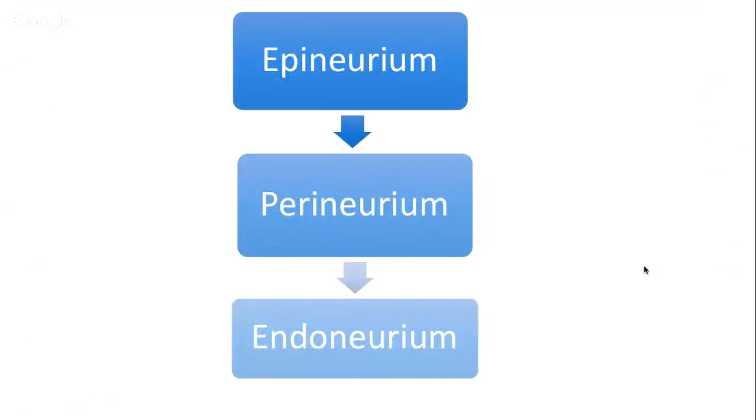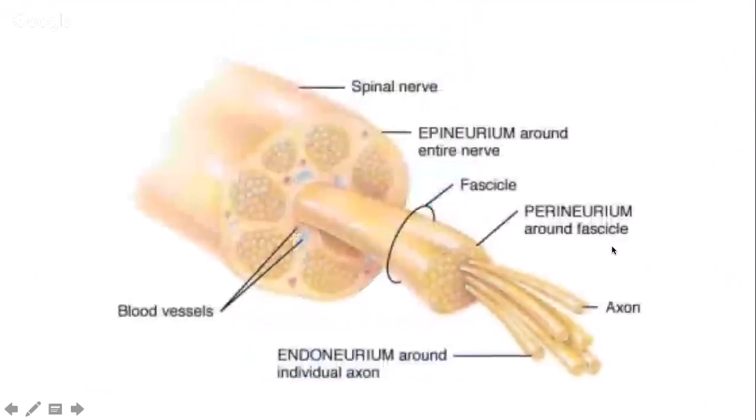So again, just like muscle, there's the epineurium, perineurium, and the endoneurium from largest to smallest. And another picture, just like in the muscle, super helpful. Around every spinal nerve, there's going to be the epineurium. So remember that it's around the entire nerve. And then for each fascicle, there's the perineurium. And then each individual axon is going to have the layer of endoneurium.